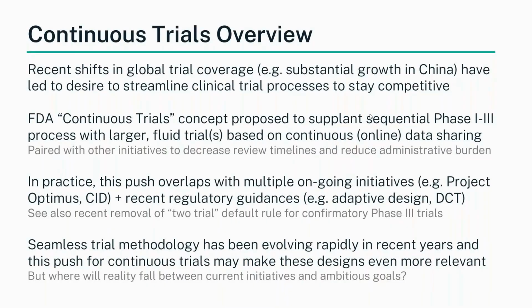And obviously, this is paired with multiple other initiatives to decrease review timelines, reduce administrative burden, and streamline everything. I would say this is a direct reaction to a major shift that has occurred in the last 5 years in particular in where clinical trials are actually being run. China in particular has seen substantial growth. It depends on what you read, but I know certainly in early stage clinical development, China is now the largest region in the world, and that continues to grow.